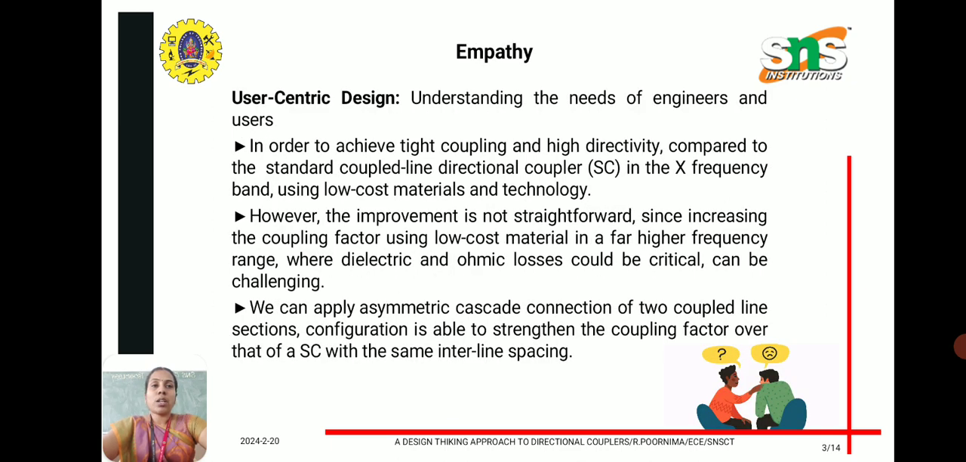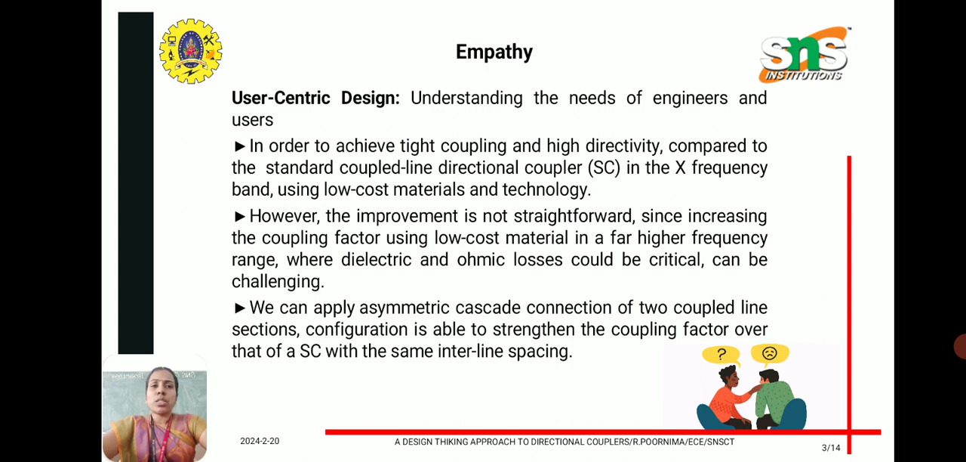So the empathy part of our topic is to understand the needs of engineers and users. We are considering the following points. From the engineer's perspective, in designing the detection sensor, we have to achieve a tight coupling and high directivity for the radar sensor, compared to the standard coupled line directional coupler in the X band frequency, using low cost materials and technology. So in the design perspective of engineers or users, we have to consider these parameters.